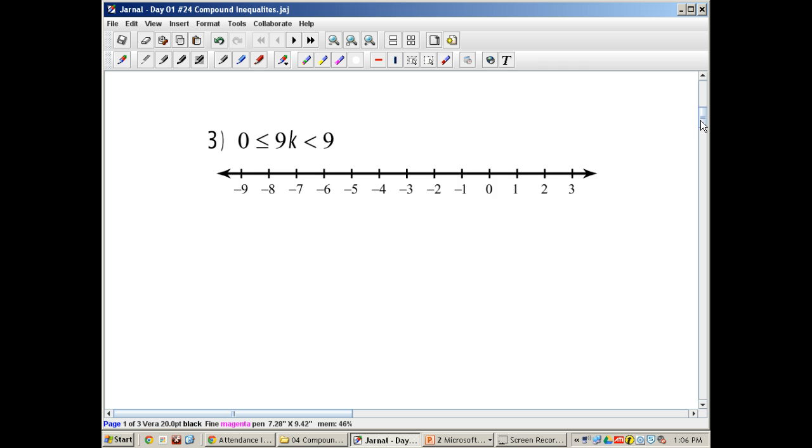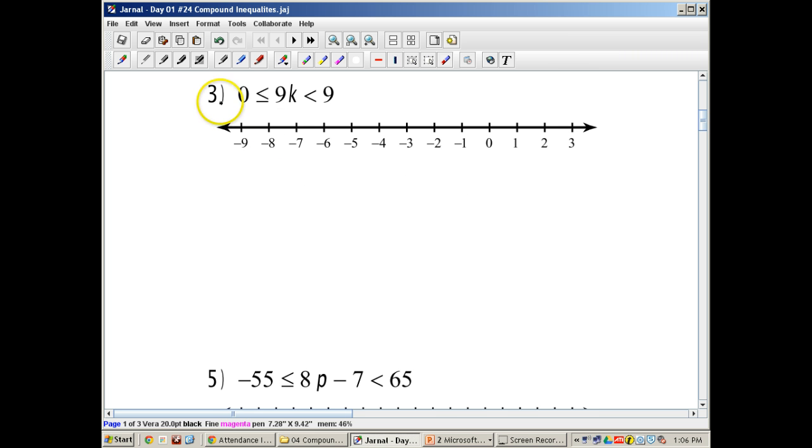Here we go. Let's do 3. So what should we do on 3? Divide by 9. So 0 divided by 9 is 0. 9 divided by 9 is just 1. Just pay attention to the inequality signs. We have one that's closed, one that's open.